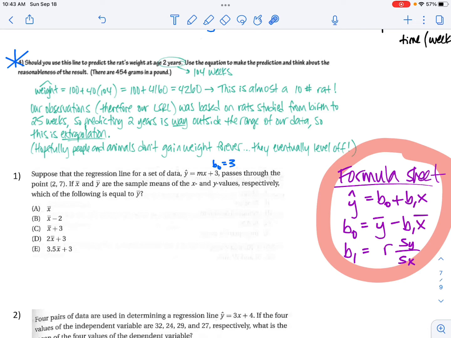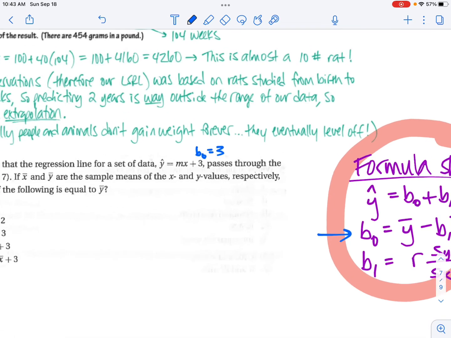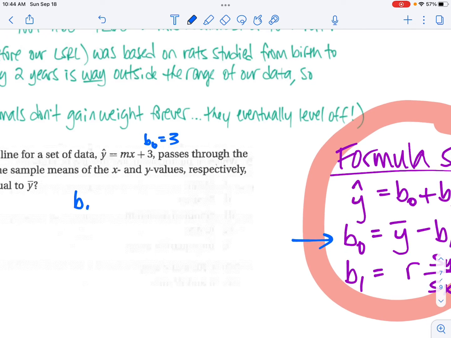Which of the following is equal to y bar? So I'm going to have to get y bar in this equation. And I know the b sub 0, that's 3. And I kind of skipped over this point here, 2 comma 7. Let's use this equation and see what I know so far. So my b sub 0 equals y bar minus b sub 1 x bar.